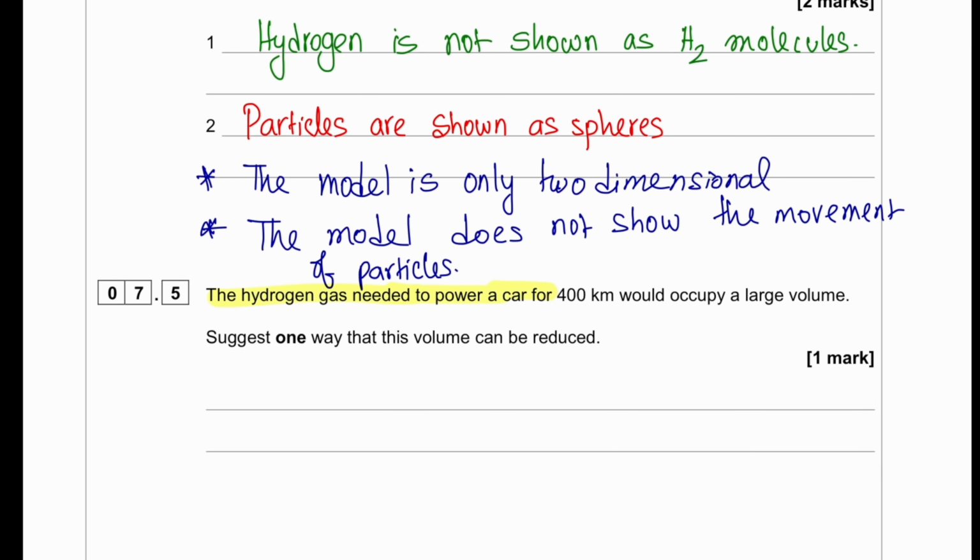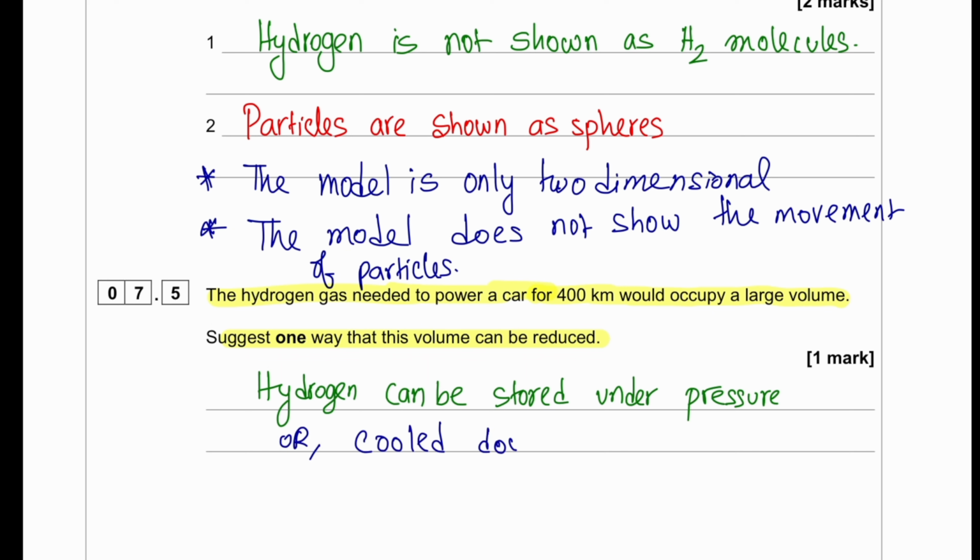The hydrogen gas needed to power a car for 400 km would occupy a large volume. Suggest one way that this volume can be reduced. So the volume can be reduced under pressure or by cooling the hydrogen, and then it becomes a liquid, so it requires less volume. Or we can absorb the hydrogen in a solid. Once it gets absorbed in the solid, then it will have lower volume.